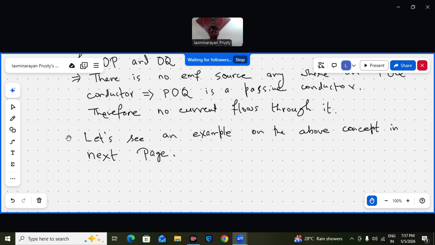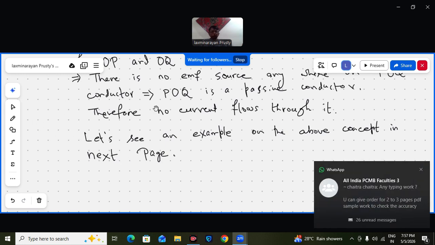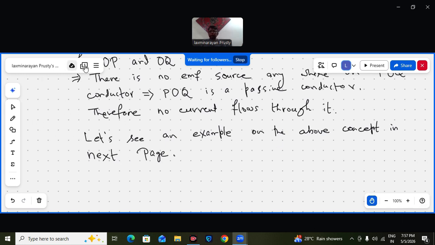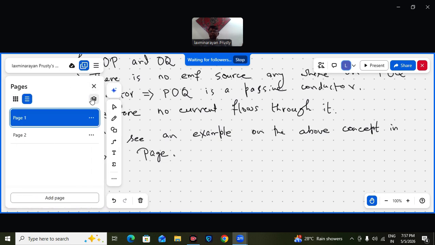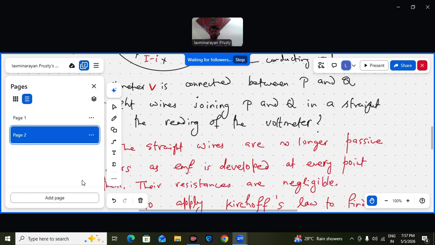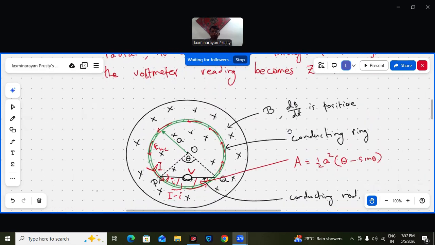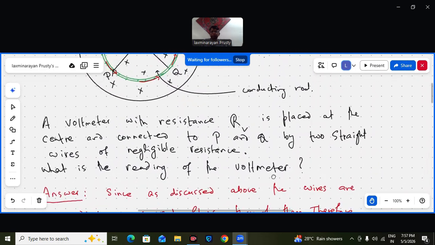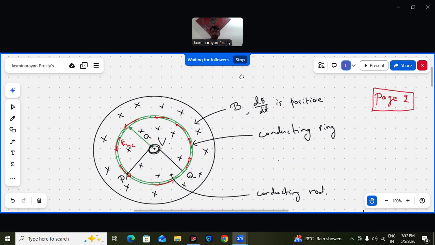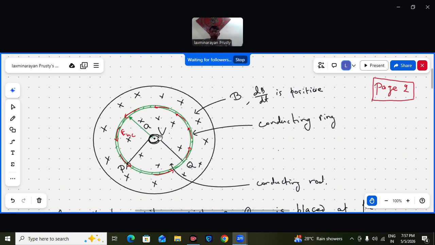Let's go to the next page. What is the next page? चलो next page देख लेते हैं. ये लो, आगे हम next page में same diagram here. Page 2. I put a voltmeter at the center.